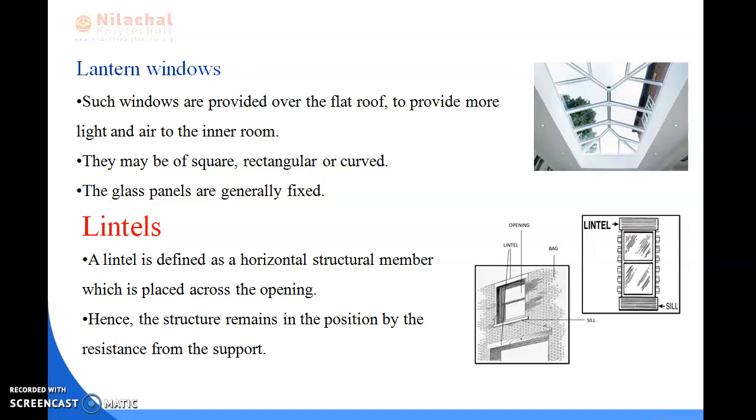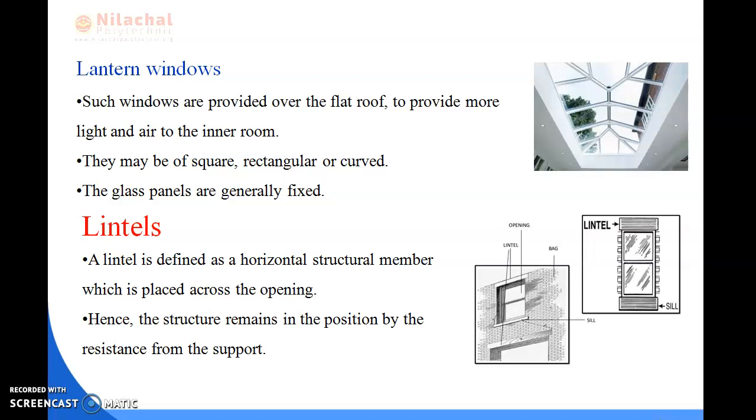Okay, so you have already seen the lantern window in our shopping malls. Mainly in our shopping malls it has been constructed. These windows are mainly provided over the flat roof to provide more light and air to the inner room, and this may be of a square shape, rectangular, or any curved shape, and these glass panels are generally fixed. Okay. So next we will be reading about the lintel.